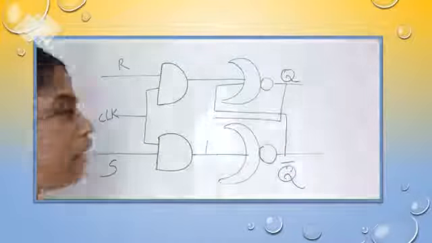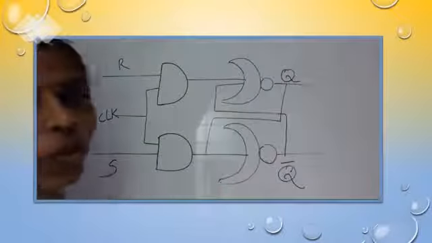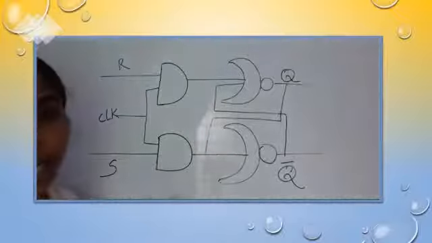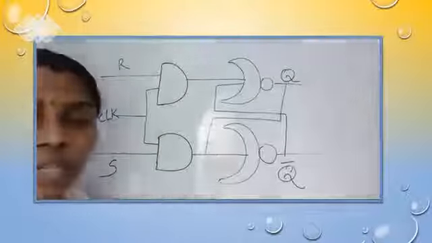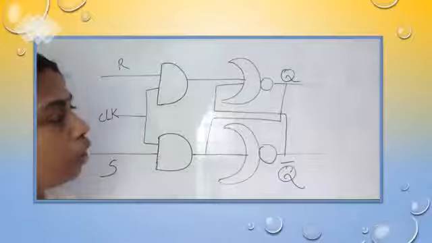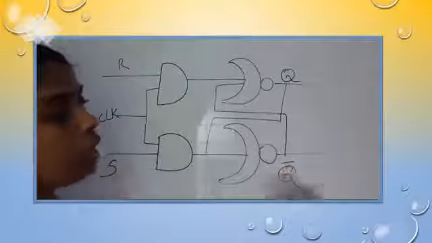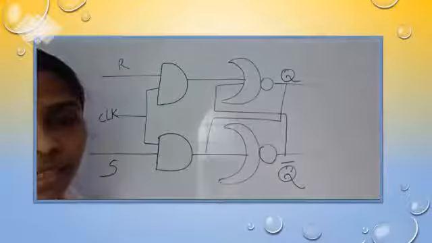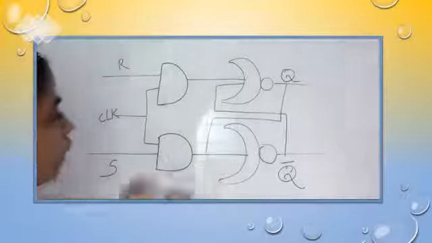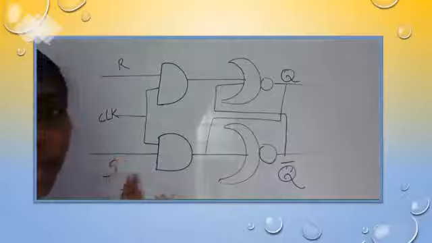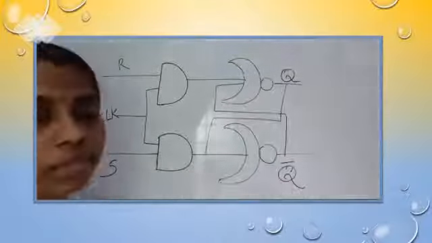Clear? And the next one is the clock. Do you know the importance of the clock in this flip-flop? Yes, at each clock pulse, the sequential circuit changes its output. Or we can say that when the clock is enabled, the SR flip-flop will work. Clear?